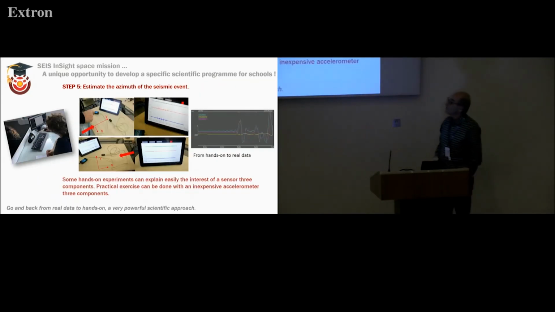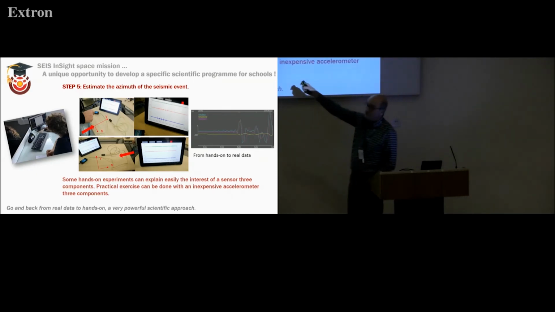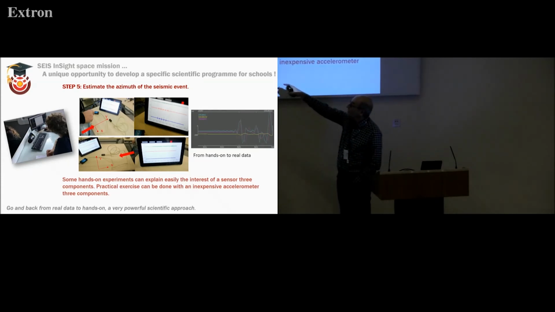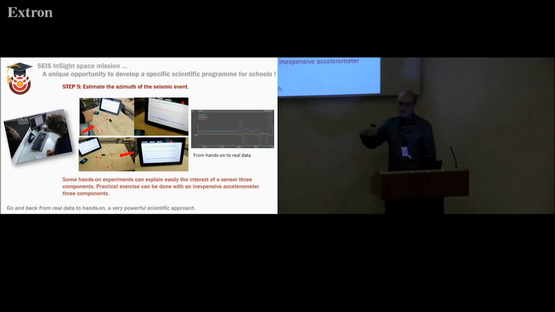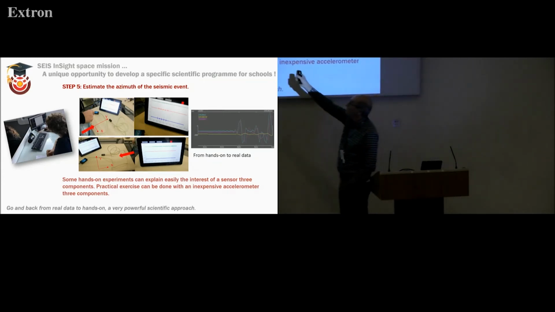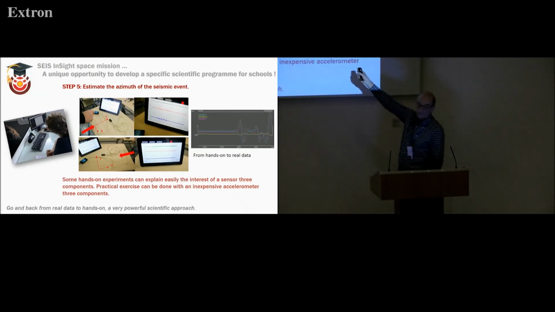And to finish, to estimate the azimuth of a seismic event, they use an accelerometer. You can see we have a sample here, with 3 components, and we learned that depending on the orientation of a shock, you will see it on the horizontal component. So if we look at the horizontal component, even on Earth, you can calculate the azimuth. And so if I know the distance and the azimuth, I have a location with only 1 station.